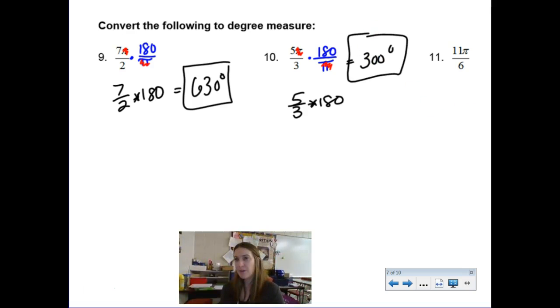Degrees, please. And then we're going to multiply by 180 over pi. Pi's are gone. Oh, let's see, 330, I think, because it's 11/6 times 180.